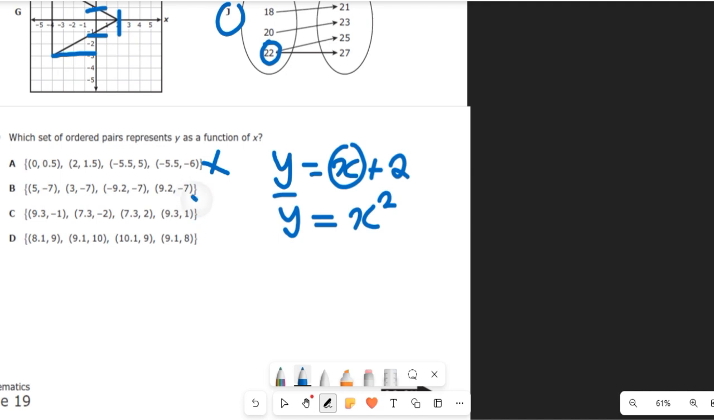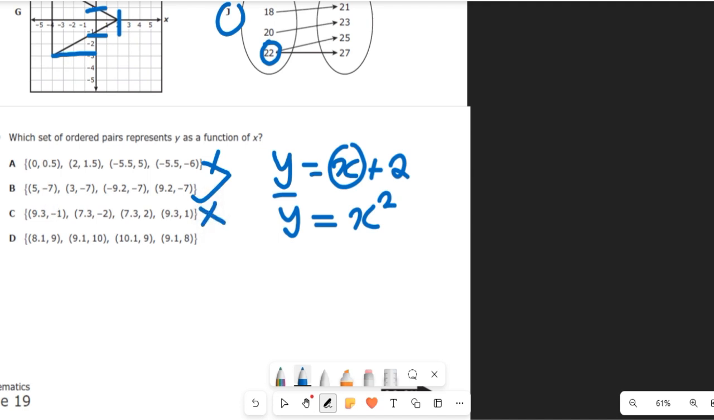So that tells us that this is a function. Now, if we analyze the third option, you'll find that we have 9.3 giving us -1. The x value 7.3 is repeated, while the y values are -2 and 2, which are different. 9.3 is repeated and the output is different. So that tells us that this is not a function.